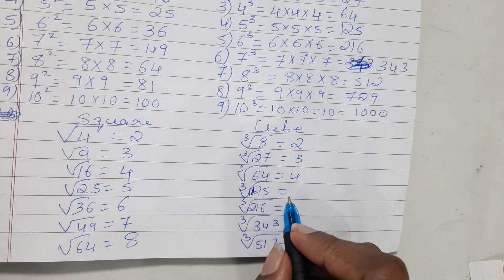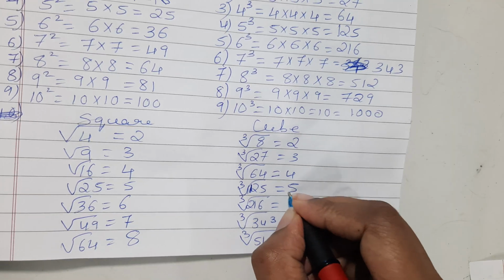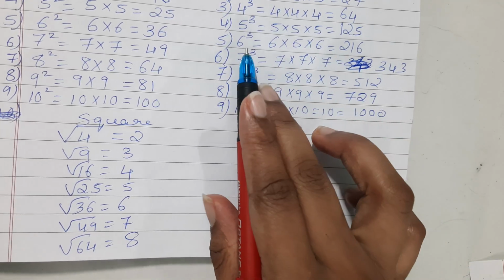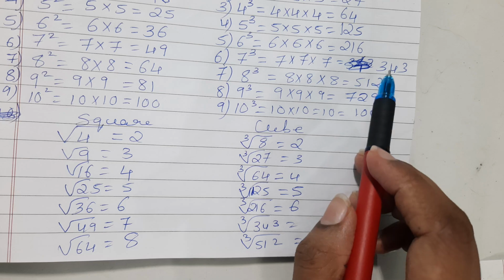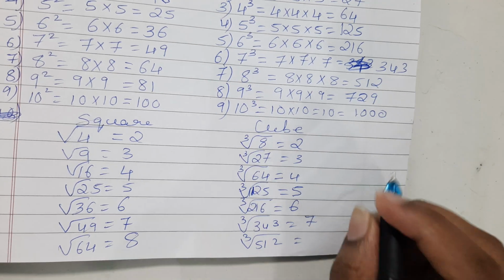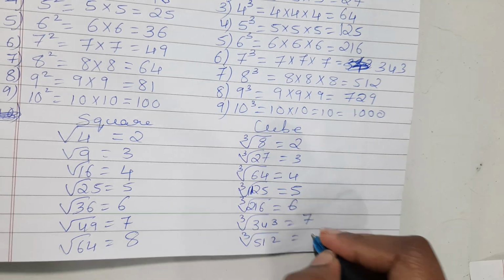So cube root of 125 will be 5. Cube root of 216 will be 6. Cube root of 343 will be 7. And cube root of 512 will be 8.